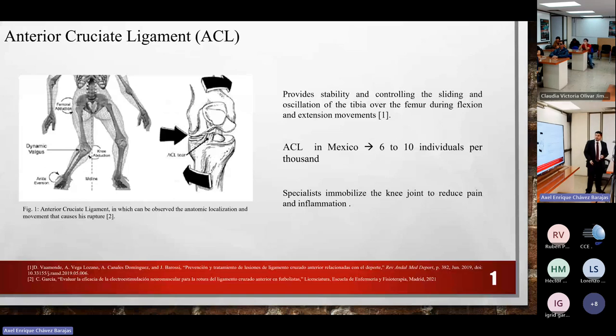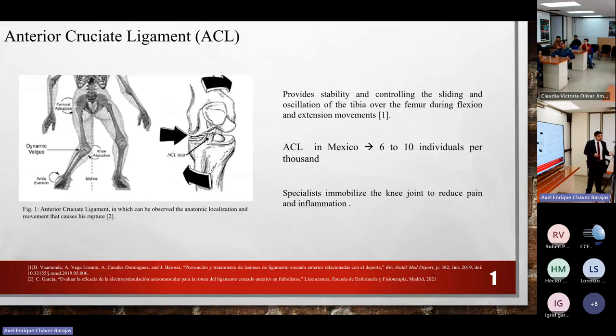ACL injury. The anterior cruciate ligament, or ACL, is an important structure of the knee because it provides stability and controls the sliding of the tibia over the femur, and it's important to the movements of flexion and extension. In Mexico, there are many registered cases per year, like 6 to 10 individuals per 1,000. In all the cases, this injury requires a surgical intervention.